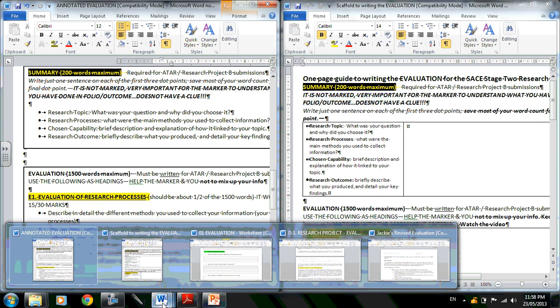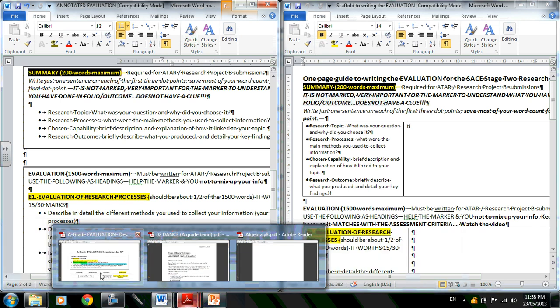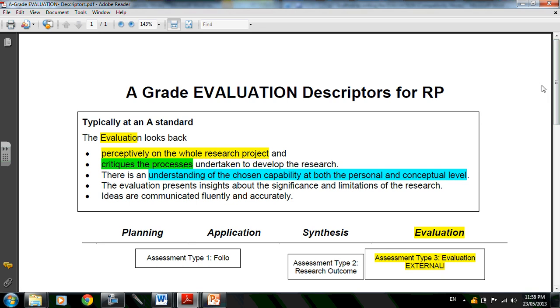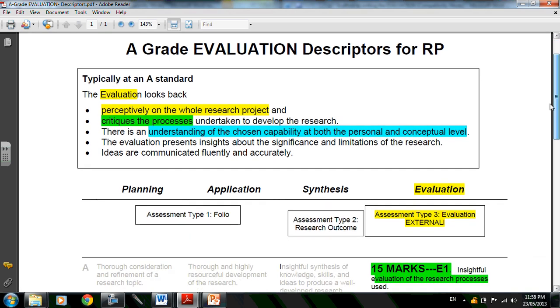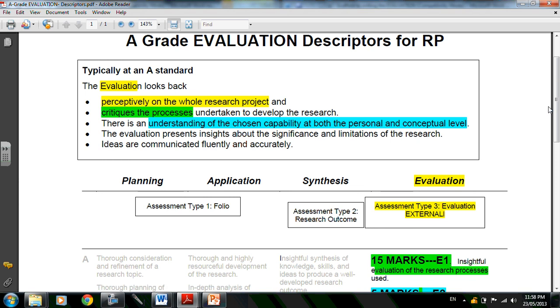I want you also to be able to see the criteria you are assessed on. I want you to use this as your checklist. Every time you say to yourself, have I done this? Have I proved that? Yes, tick. No, I need to write some more. So this is the criteria, and this is what an A standard is.